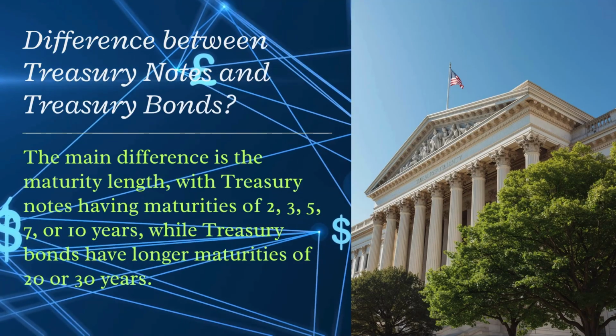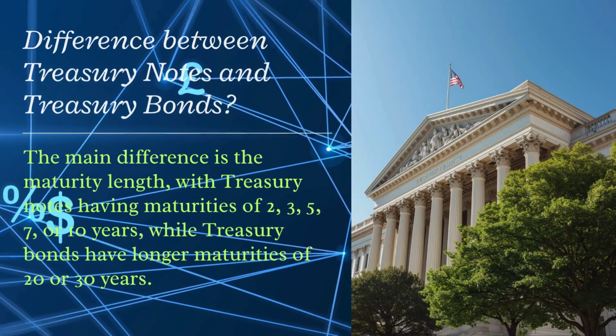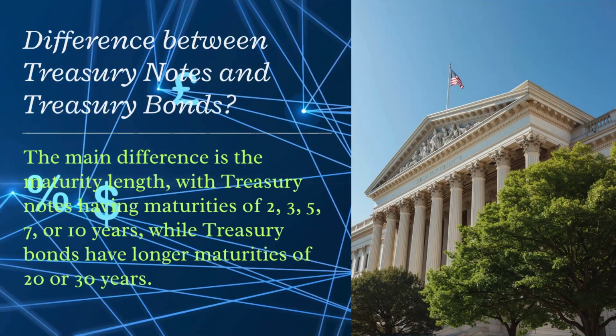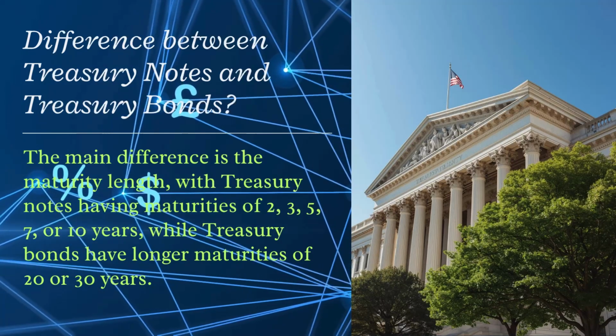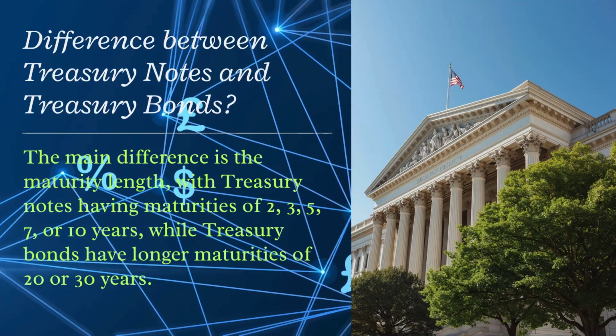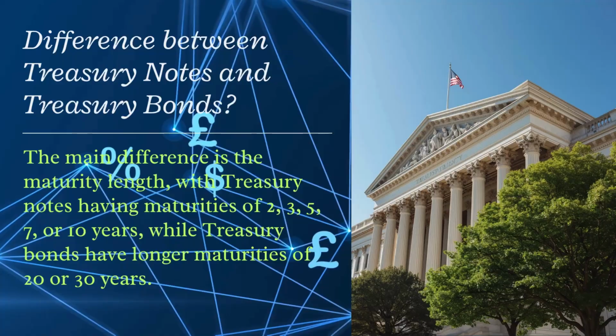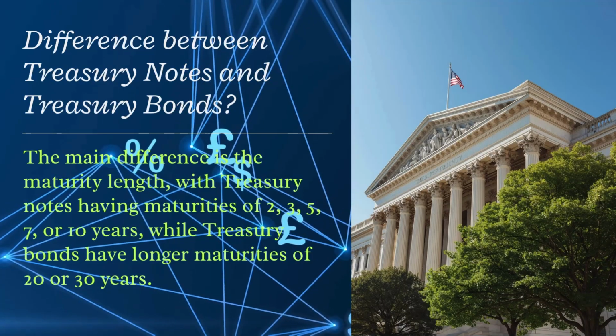You will often hear the terms Treasury notes and Treasury bonds. So what's the difference? The main difference between the two is maturity length. Treasury notes have maturities of 2, 3, 5, 7, or 10 years, while Treasury bonds have longer maturities like 20 or 30 years.